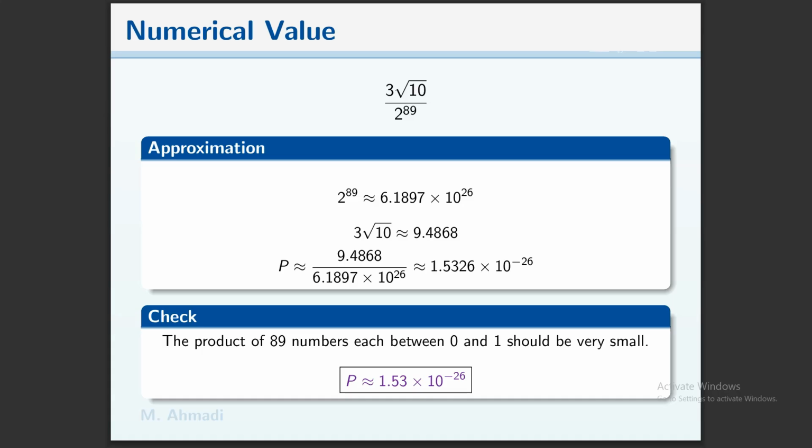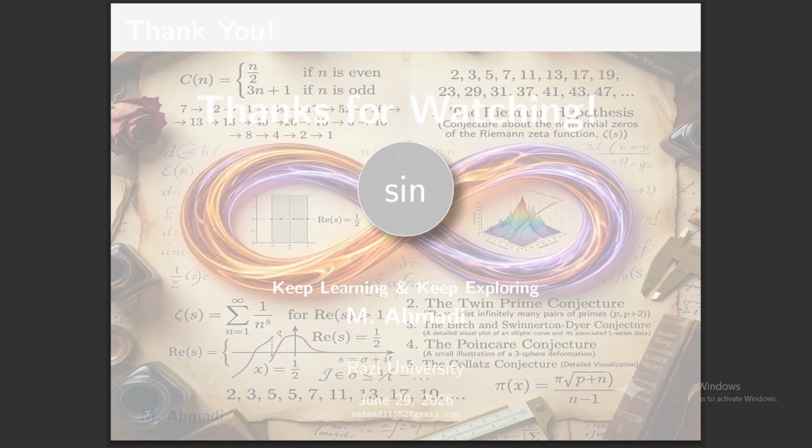The product of 89 numbers, each between 0 and 1, should be really small, and it is approximately equal to 1.53 multiplied by 10^−26. You can see the product is extremely small, as we expected. Thanks for watching. See you in the next video.